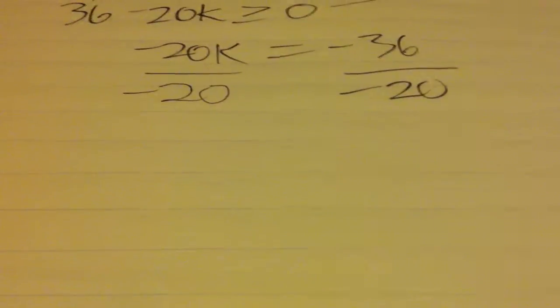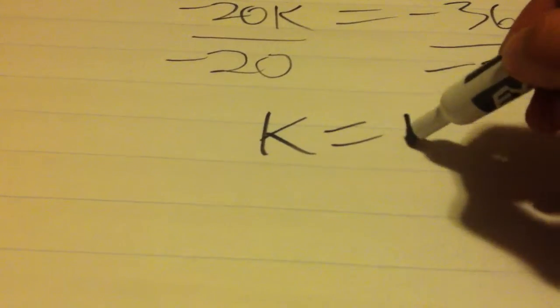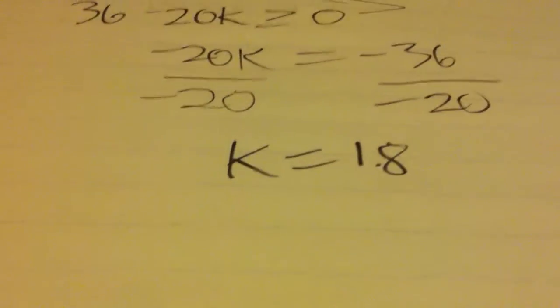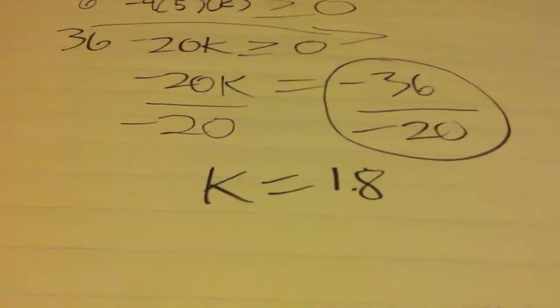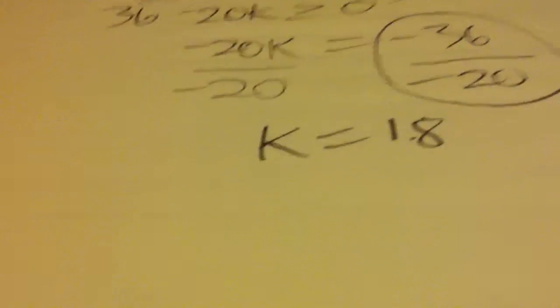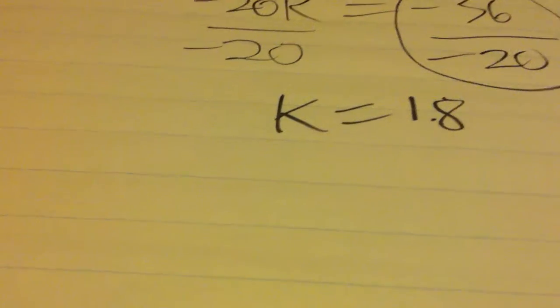And with that, we get k equals 1.8. If you don't believe me, calculate that on your calculator. You got 1.8. And now, since we figured out that k is 1.8, we have to do the discriminant again, but with the k we substitute it with 1.8.